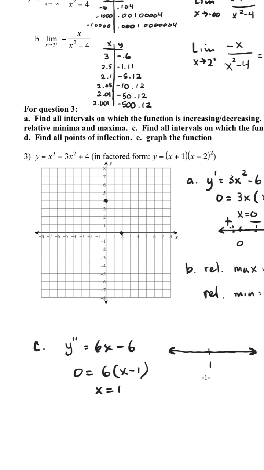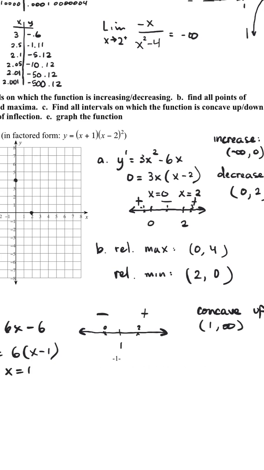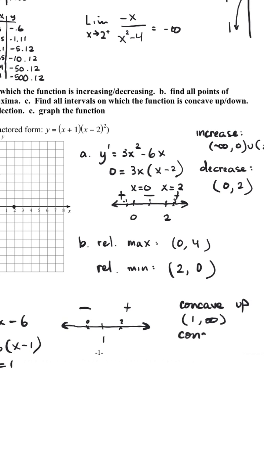We need to test concavity by choosing test points. So if we choose a test point of 0 and a test point of 2, we plug those into the second derivative. So if we plug 0 in, we get 0 minus 6. That's negative. That means it's a concave down interval. If I plug in 2, that's 12 minus 6, which is positive. So it's a concave up interval. So it's concave up from 1 to infinity and concave down from negative infinity to 1.